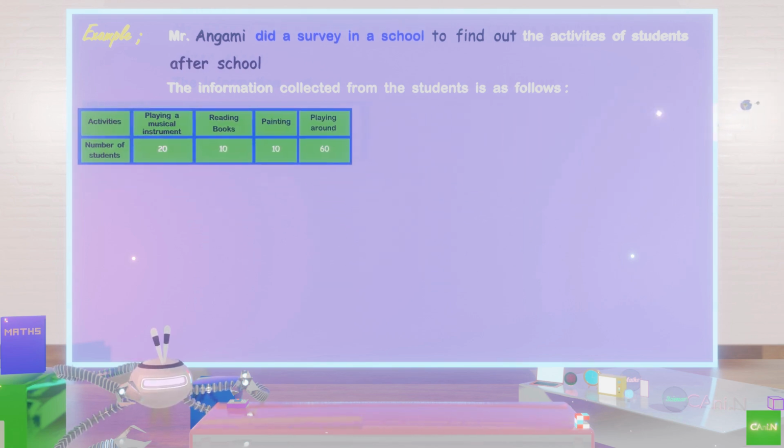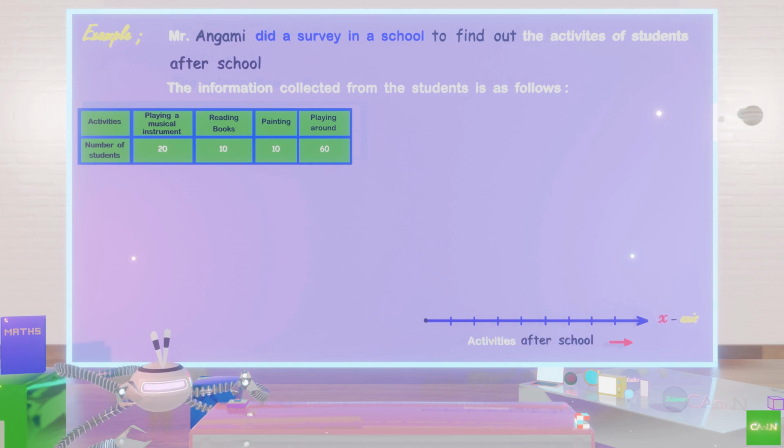Now, let us make graphic representation of this data. First, make a horizontal line called x-axis. The x-axis represents the activities of students after school. Now, let us make a vertical line called y-axis, and y-axis represents the number of students.